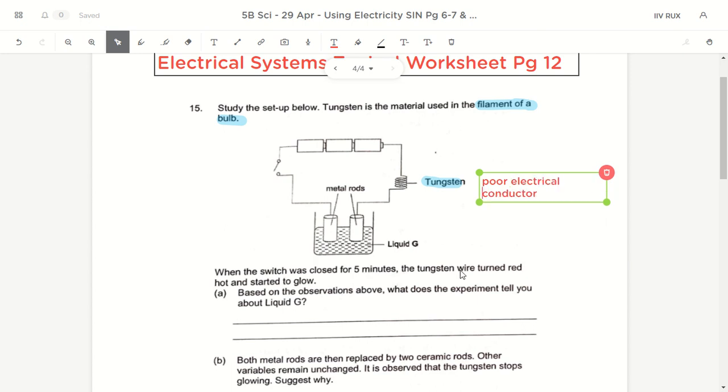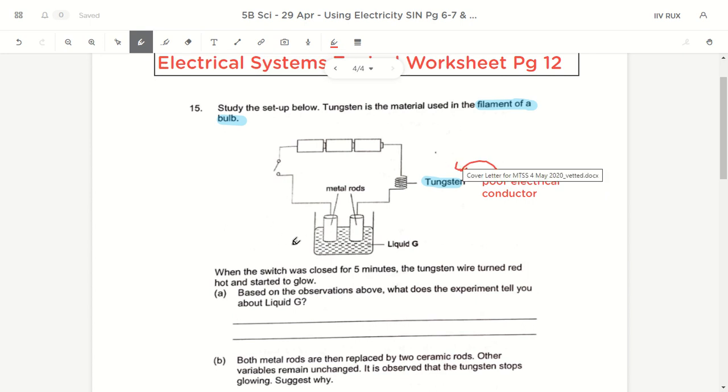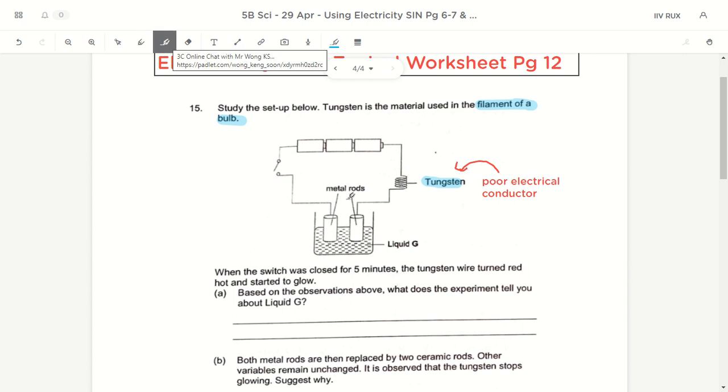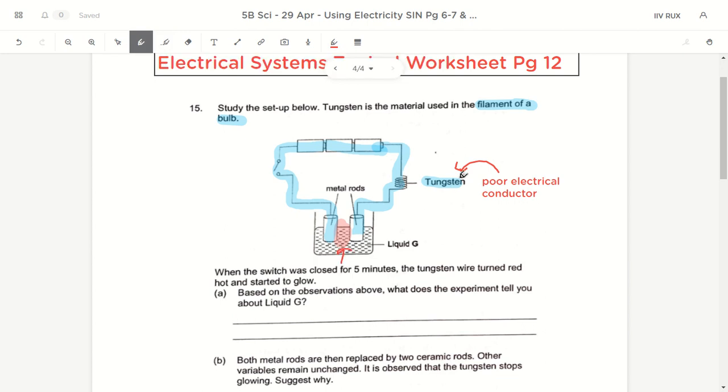Okay, poor electrical conductor. That's for tungsten. Okay, so what happens is that you realize there seems to be a gap here. There seems to be a gap here because the electric current from the battery can flow through the tungsten wire, go up to here, and then there's a gap here, and then if the switch is closed, probably can go through here. But the question here is that there is a gap over here that is filled up with liquid G.